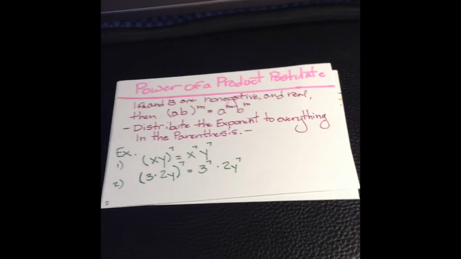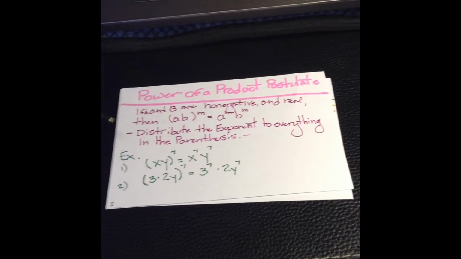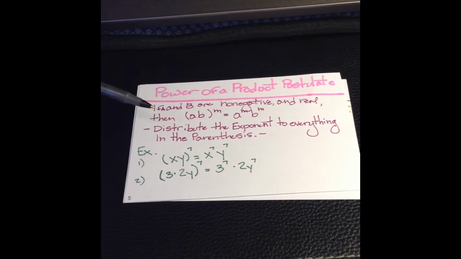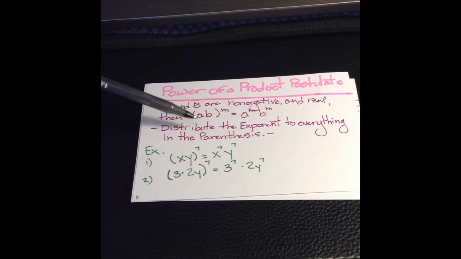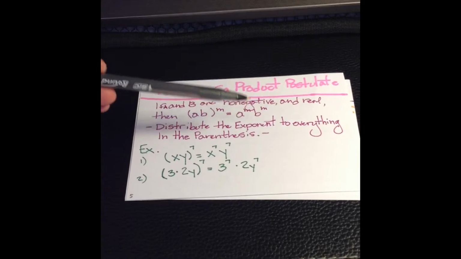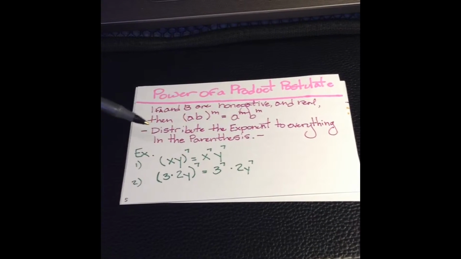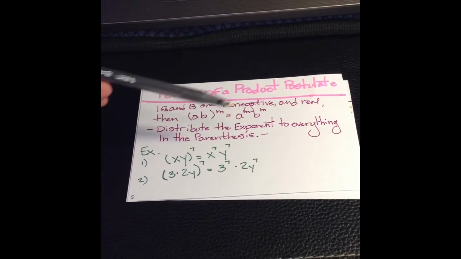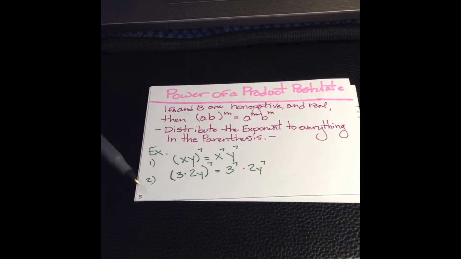Next is the power of a product postulate that states if a and b are non-negative and real, then ab in parentheses to the power of m equals a to the m power times b to the m power. So you're distributing the exponent to everything inside the parentheses.